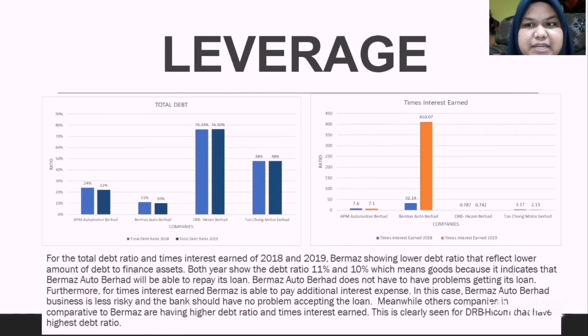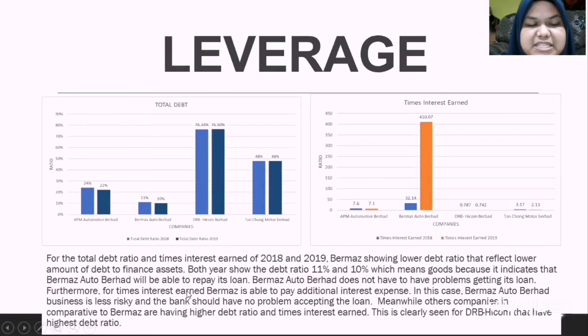For the total debt ratio and times interest earned of 2018 and 2019, Bermaz is showing a lower debt ratio, which reflects a lower amount of debt to finance assets. Both years show debt ratios of 11% and 10%, which is good because it indicates that Bermaz Auto Berhad will be able to repay its loan. Bermaz Auto Berhad does not have problems getting its loan.